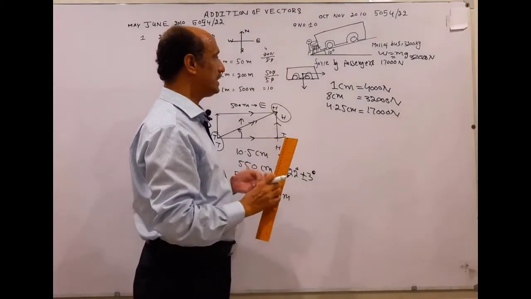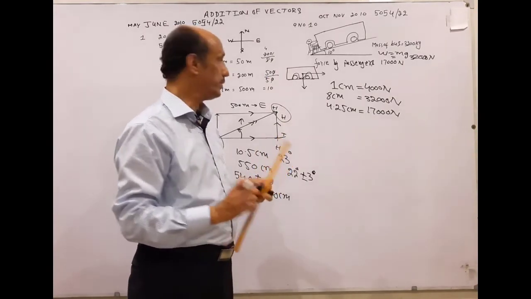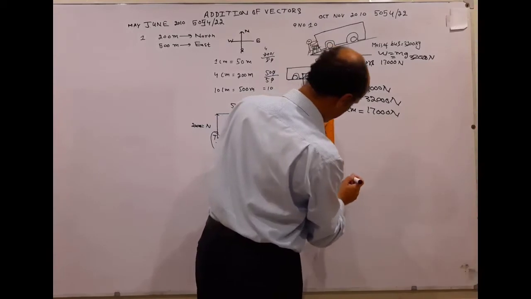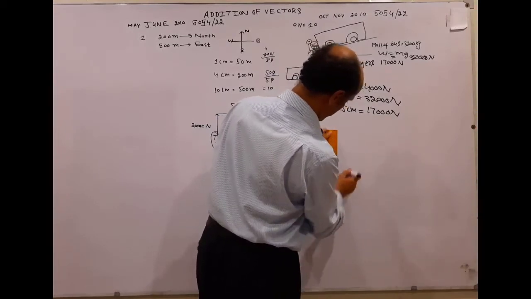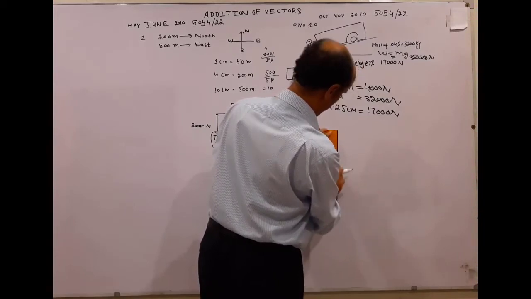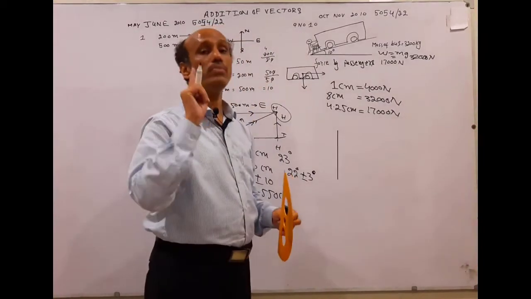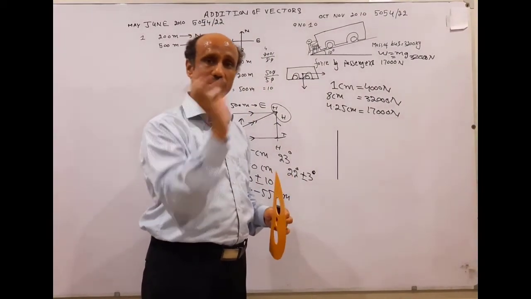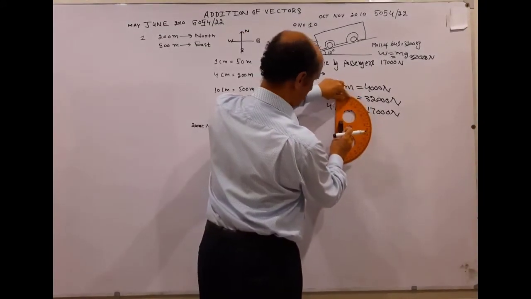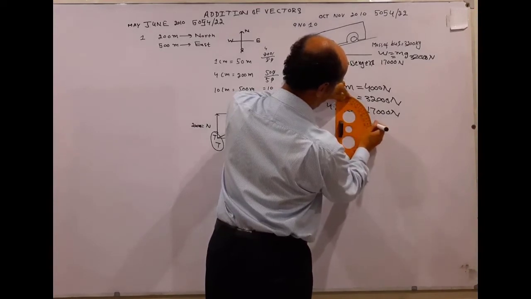Now the weight which is acting in downward direction is 32,000 Newton, 8 centimeter. So we will draw this line 8 centimeter: 5, 6, 7, 8. Then we will mark the angle of 100 degrees, because already the bus is at an inclination of 90 and this one is 100.